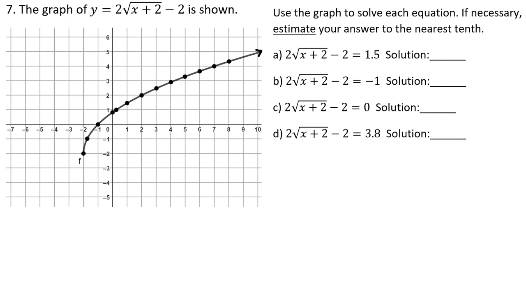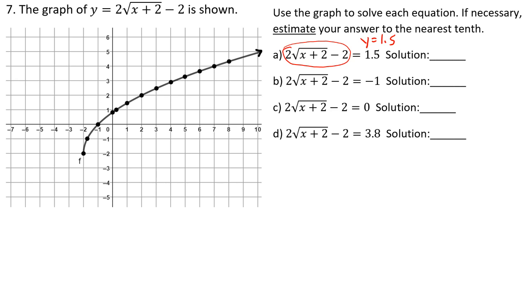Okay, problem 7. The graph y equals 2 square root x plus 2 minus 2 is shown. It says use the graph to solve each equation. If necessary, estimate your answer to the nearest tenth. Okay, so part A, we have the equation that they've provided, which is what's in black, and then it equals 1.5. This is referring to an equation called y equals 1.5.